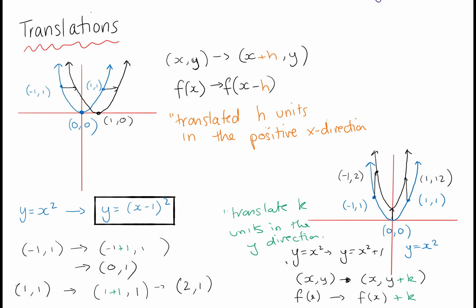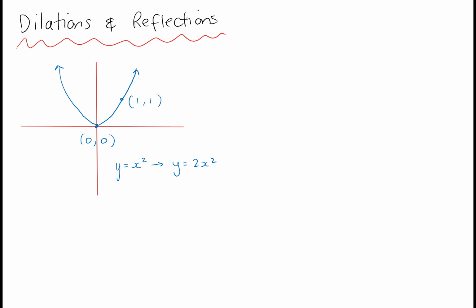Okay, now we're going to move on to dilations and reflections. As an example, I'm going to use y equals x squared again as my pre-image. So imagine we're mapping y equals x squared onto the graph y equals 2x squared. Well, we know that x squared is going to be nice and wide and 2x squared is going to be more narrow. But the turning point for this is still 0, 0.